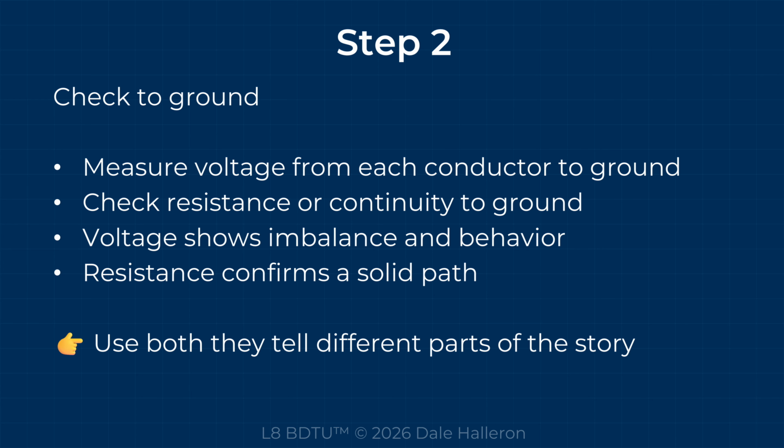Step 2. Check to ground. Measure voltage from each conductor to ground. Check resistance or continuity to ground. Voltage shows imbalance and behavior. Resistance confirms a solid path. Use both. They'll tell different parts of the story.